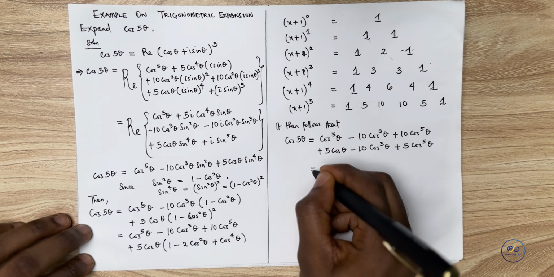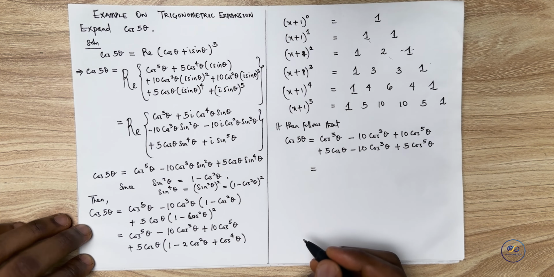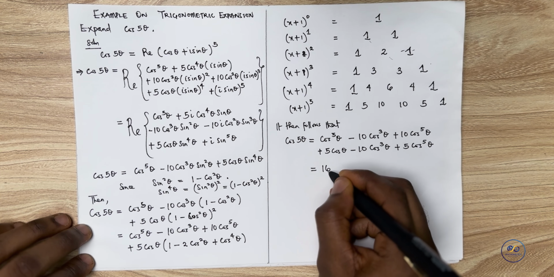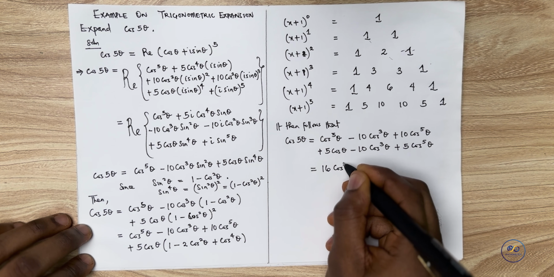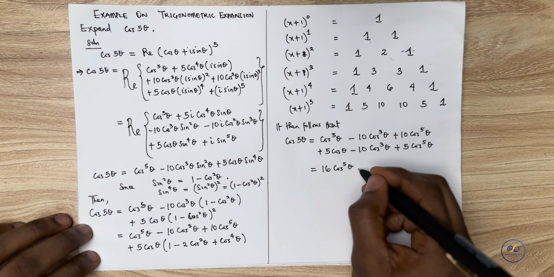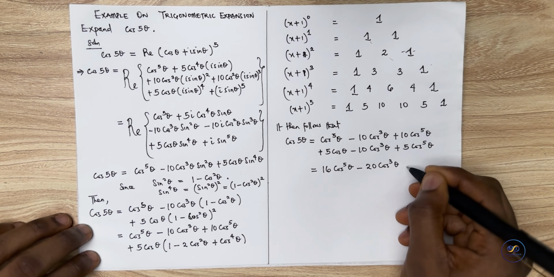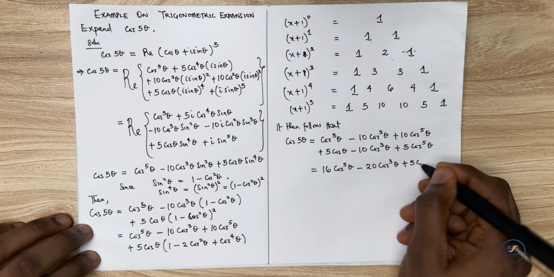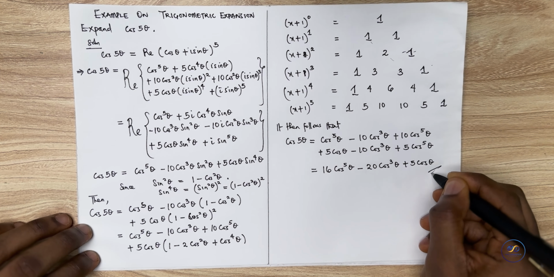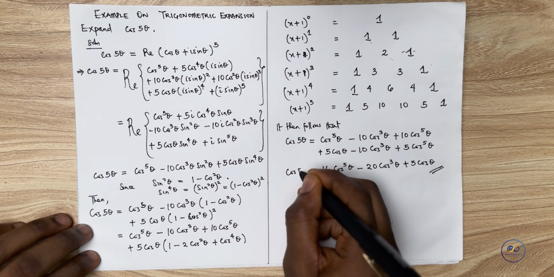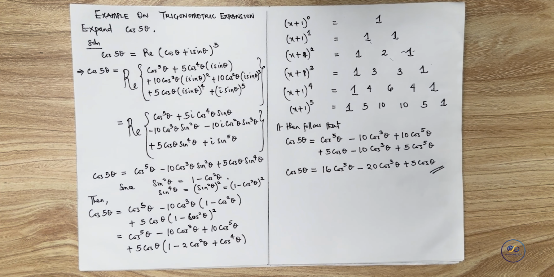So if we bring this all together, we notice immediately that we would have 16 cos raised to the power of 5 theta minus 20 cos cube theta plus 5 cos theta, and this would be our final expansion for cos 5 theta.